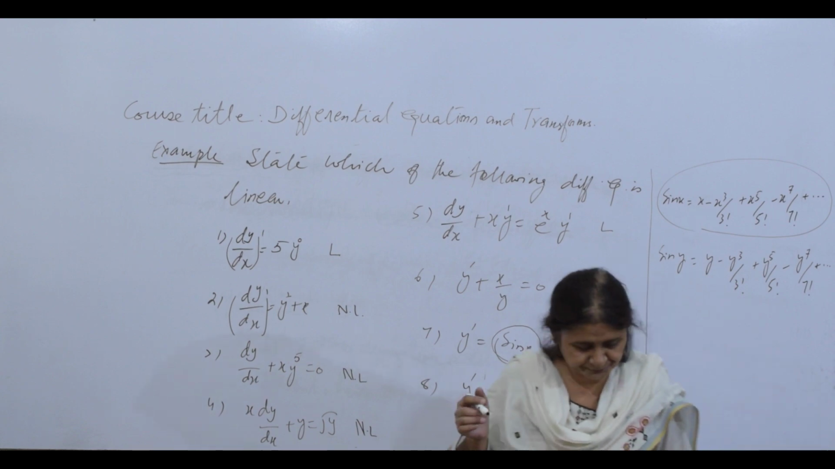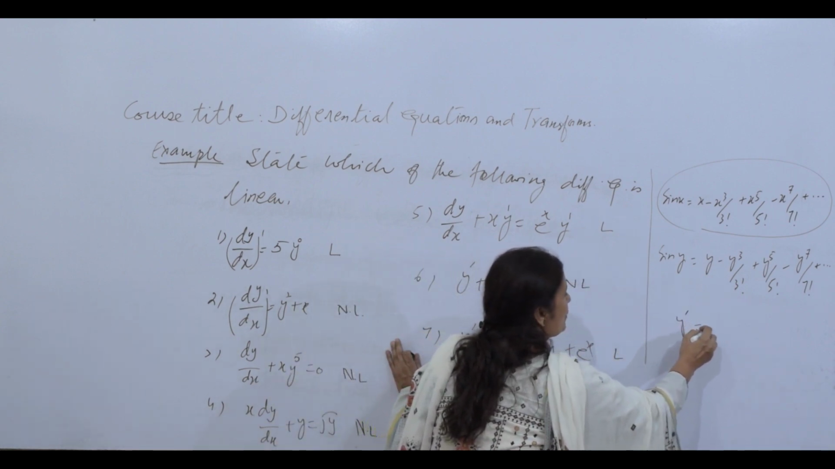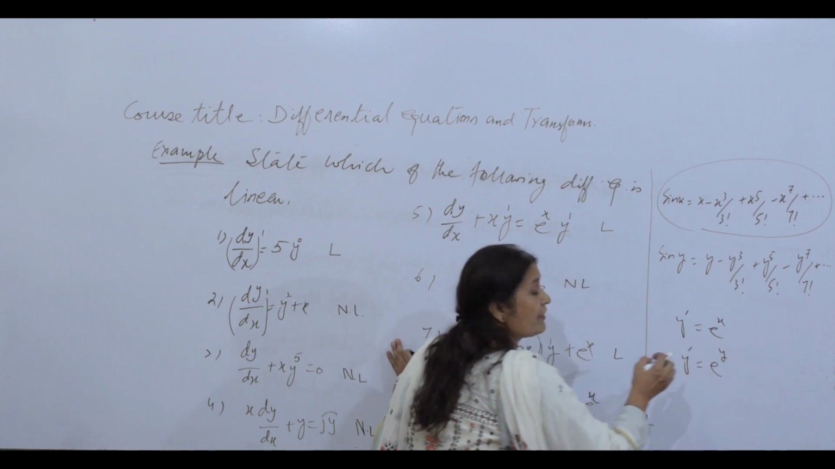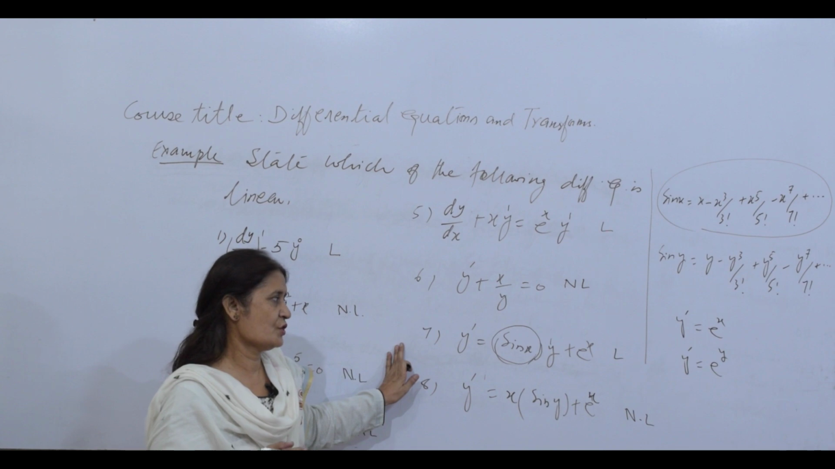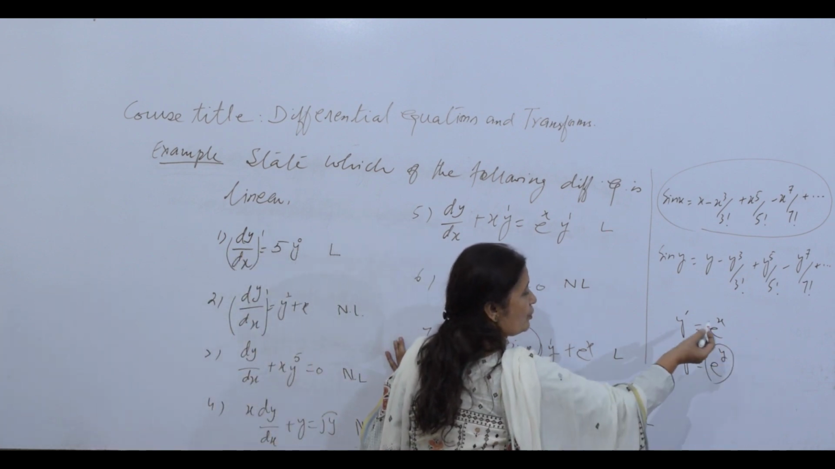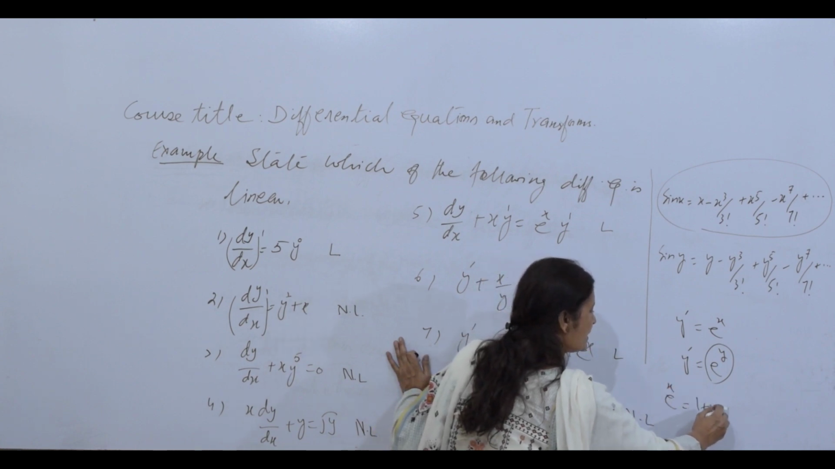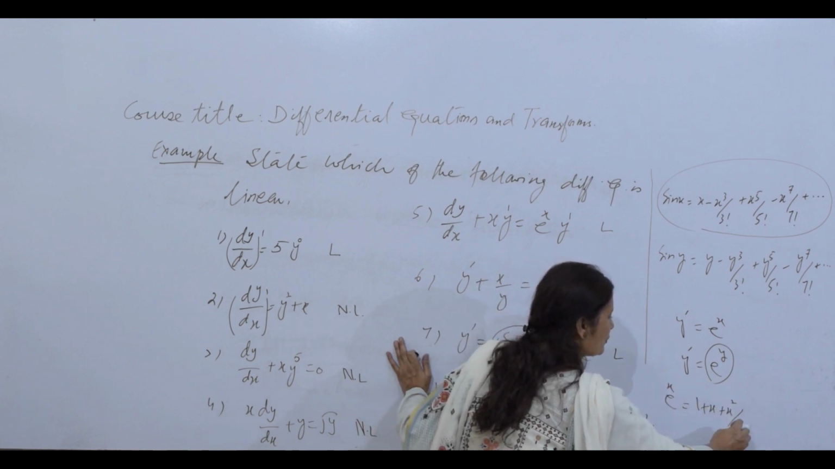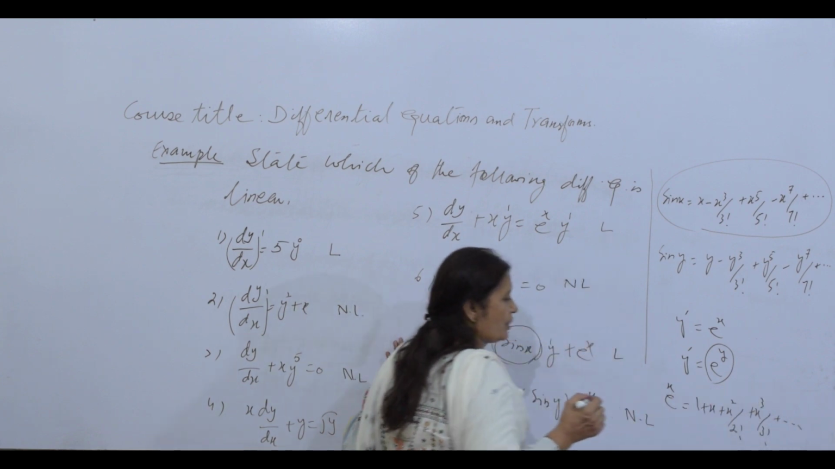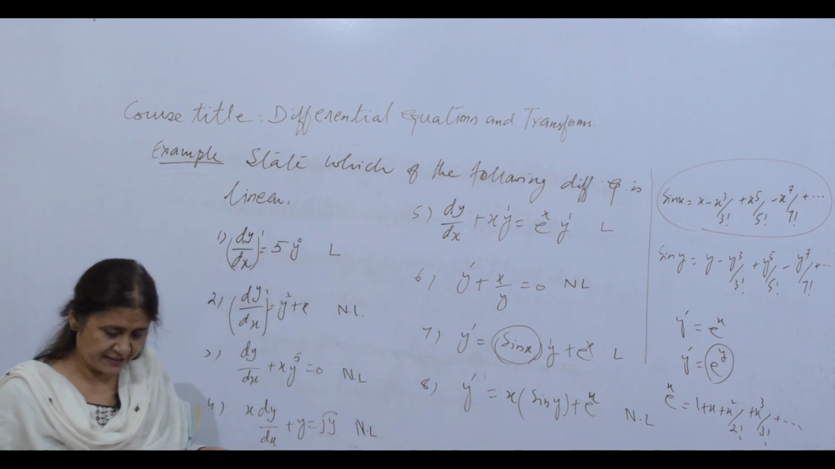Similarly, if you are writing y dash is equal to e to the x, or you are writing y dash is e to the y, one of them is non-linear, which is e to the y. Because if you are expanding this in Maclaurin series, this is 1 plus x plus x square divided by 2 factorial plus x cube divided by 3 factorial and so forth. So your x is the independent variable no matter how large your x is.